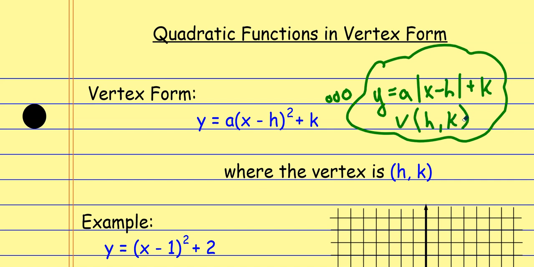And the reason this is the same thing is because of what we just talked about in terms of transformation, in terms of shifting this thing left, right, up, down. When you add or subtract from the x, it moves us left and right. When you add or subtract on the outside, it moves us up or down. That was true for absolute value functions, which is why (h, k) is the vertex. But it's also true for quadratic functions, which is why (h, k) is still the vertex, all right?